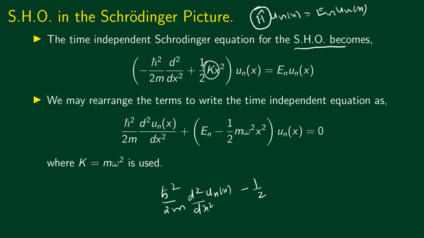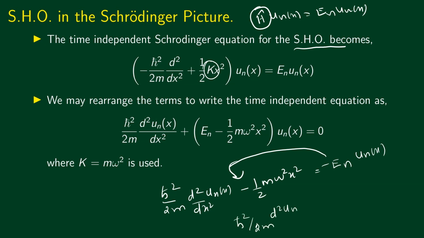This k is mω² as usual, so we can write this as mω²x². All right. This is equal to E_n u_n of x, because we have multiplied throughout with the minus 1. Now we can take this E_n to the left side, and this becomes ħ²/2m d²u_n(x)/dx² plus E_n minus half mω²x² acting on, or multiplied by, u_n of x. This is equal to 0. Here we have simply used k is equal to mω².